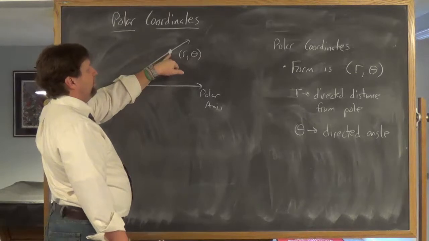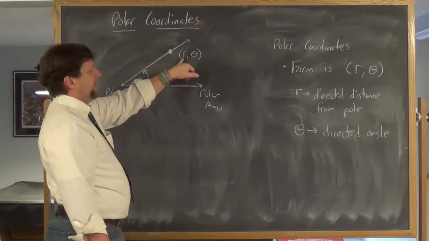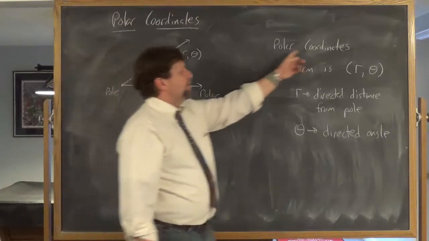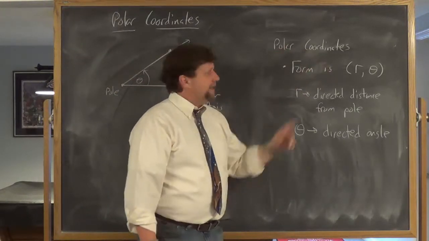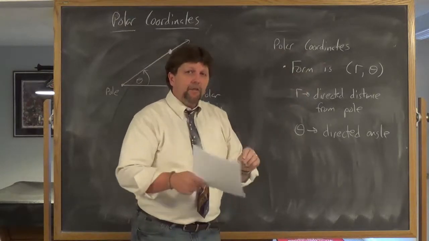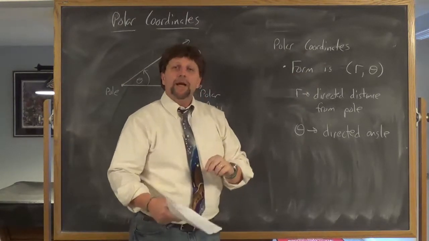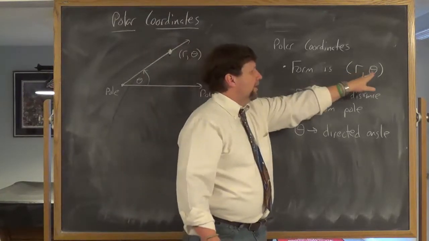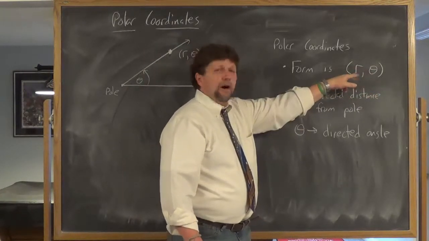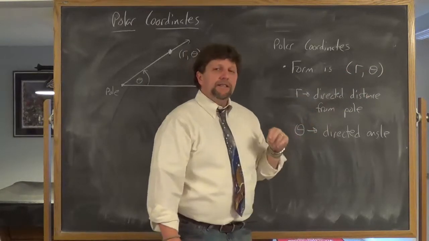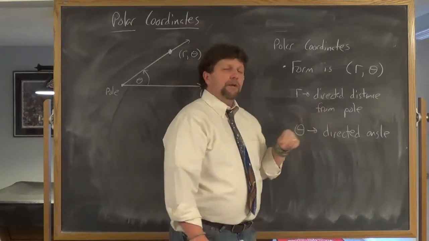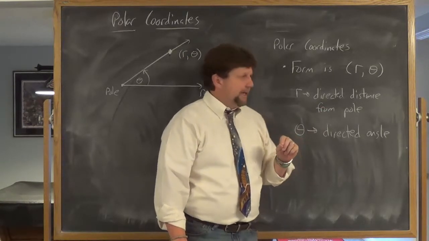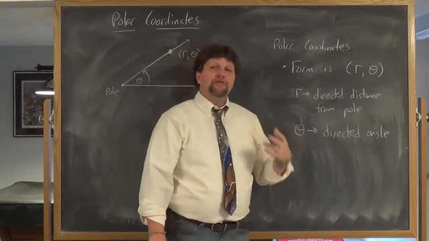I've labeled a polar point here. And that's in general the coordinates of a polar point, r, theta. So in general, polar coordinates have the form... it's not an ordered pair x, y. The ordered pair form of polar coordinates will be r, theta, where r is going to be the directed distance from the pole. And we'll see what the word directed means here in a minute when we actually plot some polar points. Theta is going to be a directed angle.